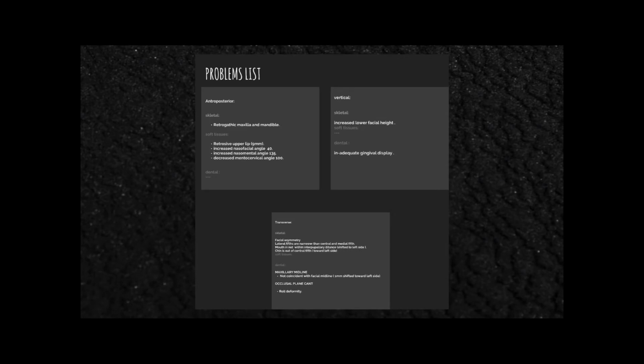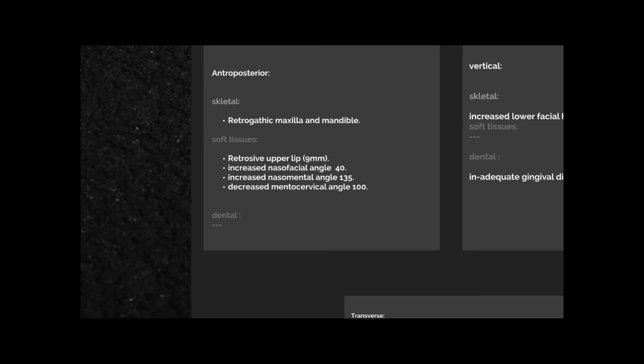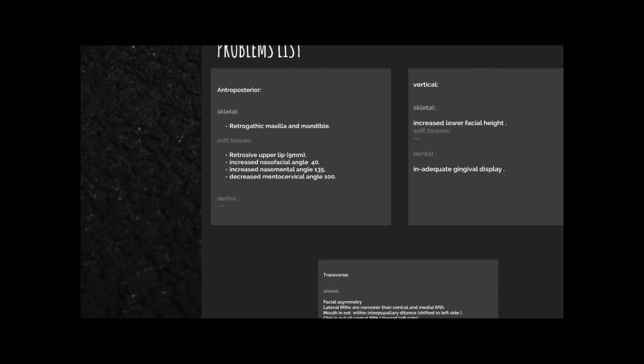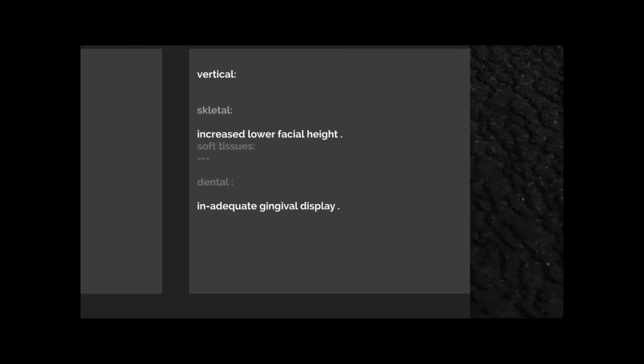Coming to the last part, which is the problem list: anteroposteriorly, vertically, and in the transverse plane. Anteroposteriorly, skeletal: retrognathic maxilla and mandible. In soft tissues: retrusive upper lip, about 9 millimeters, increased nasofacial angle, increased nasomental angle, and decreased mentocervical angle. Vertically, skeletal: increase in lower facial height, and in dental: inadequate gingival display.